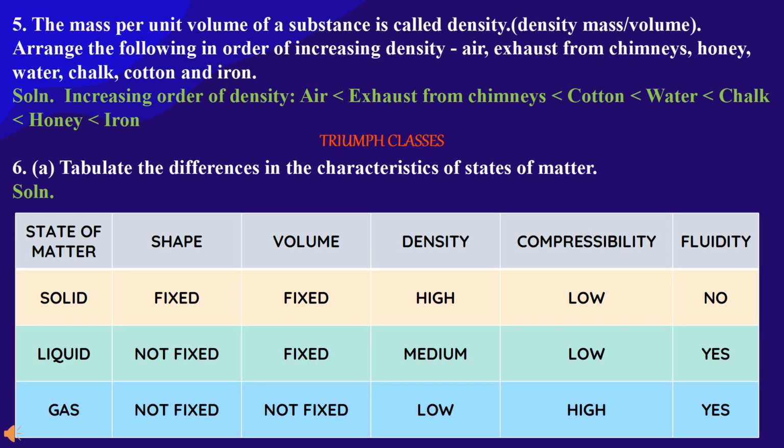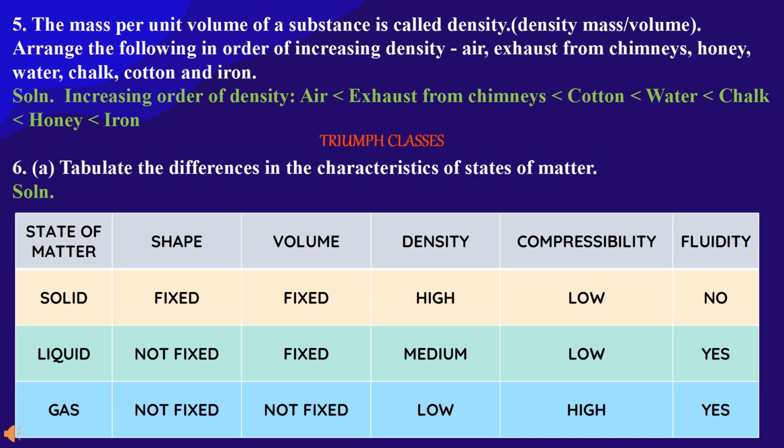Next one, arrange air, exhaust from chimneys, honey, water, chalk, cotton and iron in order of increasing density. So on increasing order of density, the substances are placed as air, exhaust from chimneys, cotton, water, chalk, honey, and iron. Next question, tabulate the differences in the characteristics of states of matter.